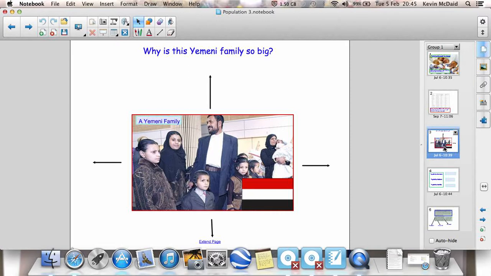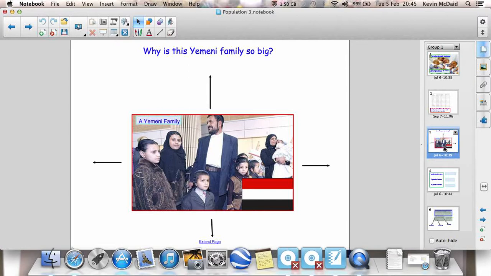Also, infant mortality. Make sure you are fully aware and remember what the term infant mortality means. It means the number of babies that die before they reach the age of 5 in a country. Now, as awful as it sounds, lots of women in LEDCs have lots of babies because they are pretty sure that some of them are going to die before they reach the age of 5.